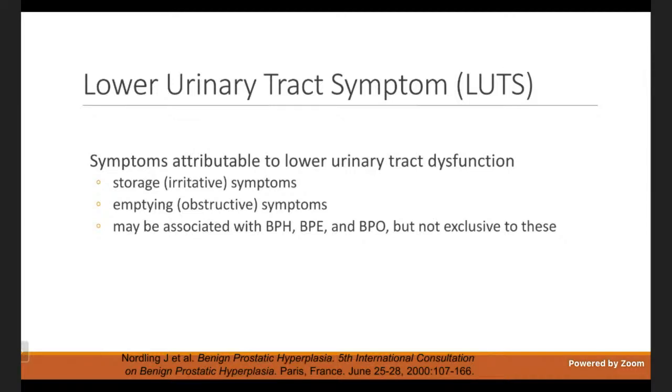Enlargement may result in a set of symptoms which is usually referred to as lower urinary tract symptoms. These lower urinary tract symptoms can be broadly classified into either irritative or storage symptoms, or voiding or emptying symptoms, or what are called obstructive symptoms. So one important thing to remember in these patients is that there are two broad classifications of these symptoms.